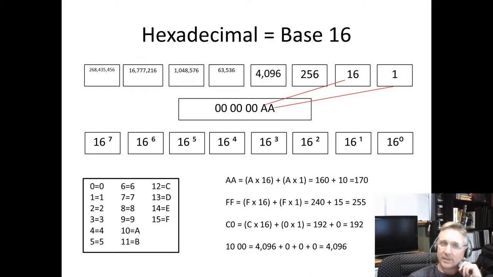So let's go a little bit more complicated. Let's do C0. C is the value. Let's see, if A is 10, B is 11, C must be 12. So 12 times 16 plus 0 times 1 is, what's 12 times 16? 192. Plus 0 times 1, which is 0, gives us a value of 192 in decimal. So that's how we convert from hexadecimal to decimal.